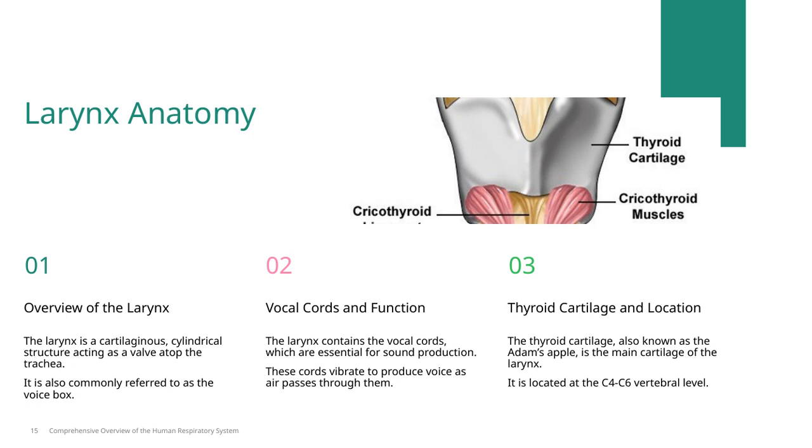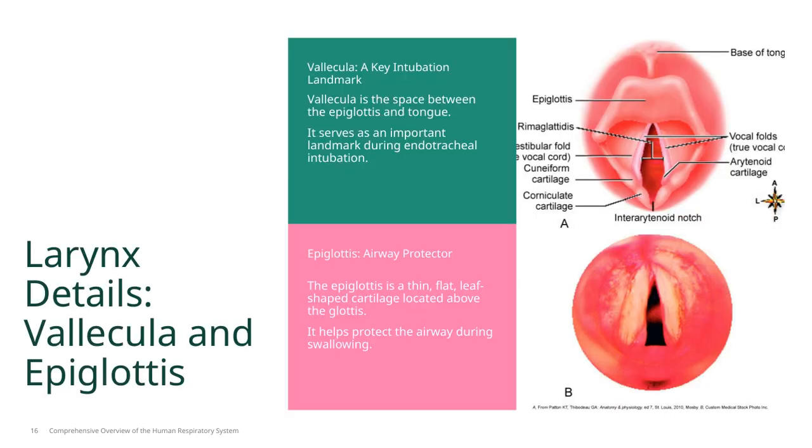Understanding these structures helps us appreciate how complex and vital the larynx is, not only for voice production, but also for breathing and protecting our airway. It's a perfect example of how the respiratory and vocal systems are interconnected, playing a crucial role in our daily communication and survival. Let's take a closer look at the vallecula, which is a key landmark during intubation.